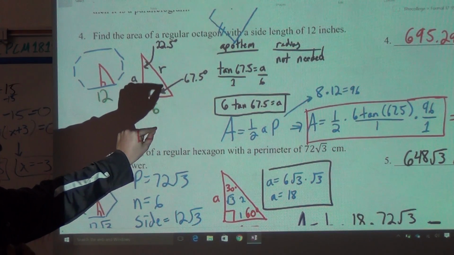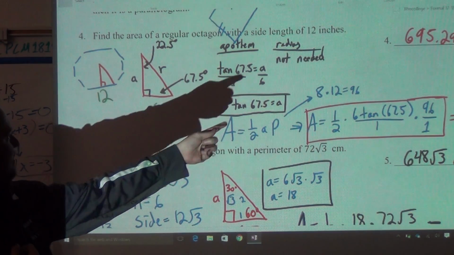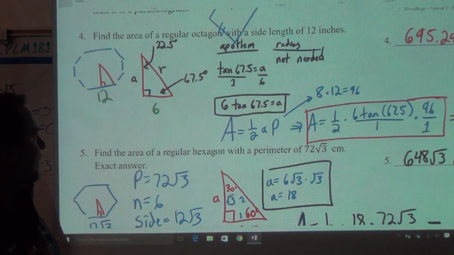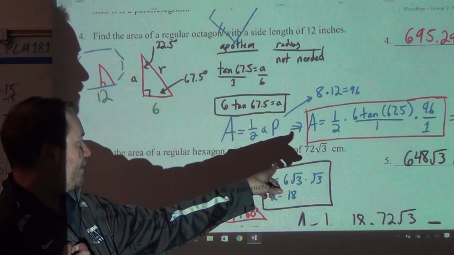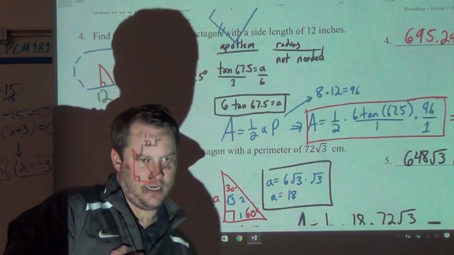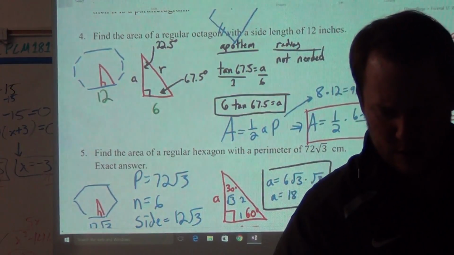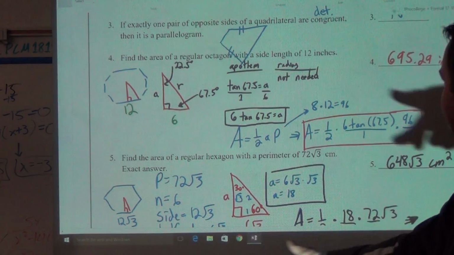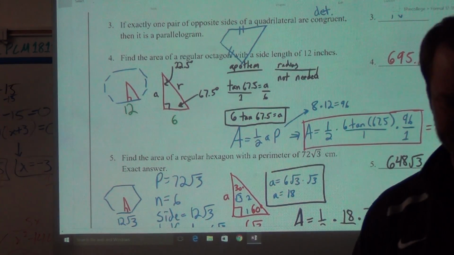The tangent of 67.5 is a over 6. Multiplied by 6, we'll get 6 tangent 67.5 is a. We'll plug that into our 1/2 apothem perimeter, and we'll get the answer of 695.29, and it's in inches, so the area is inches squared.